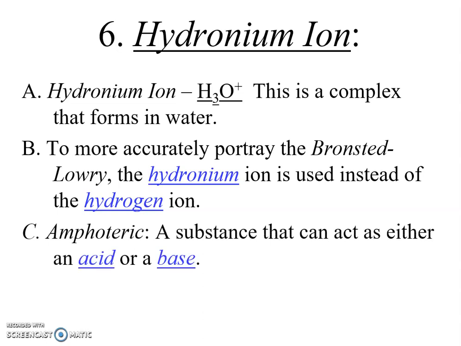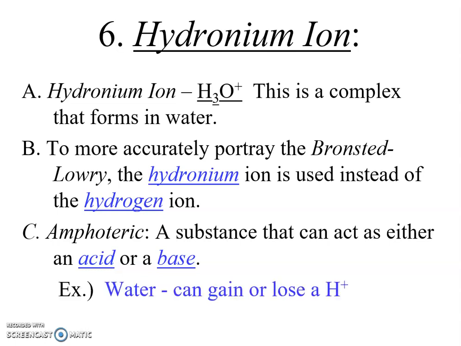Now, amphoteric is a word that means something that can behave as either an acid or a base, so it can either give an H or accept an H. Water is the most common example. It can become H3O plus, which means it's accepted a proton and acted as a base, or it can give up one of those H's and become OH minus, in which case it's acting as an acid because it's giving up that H plus.